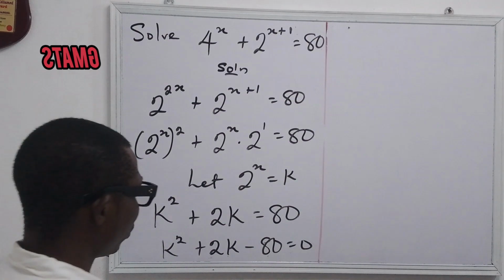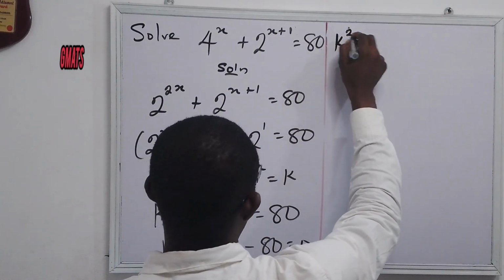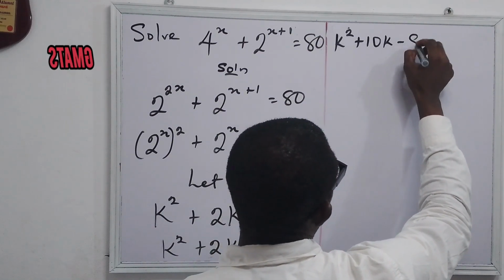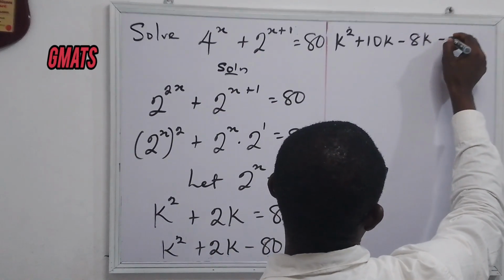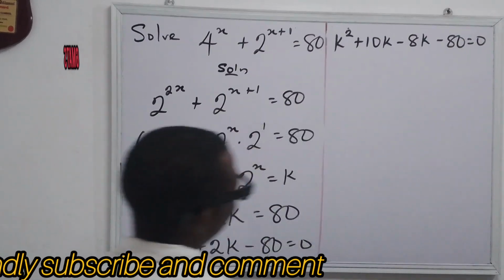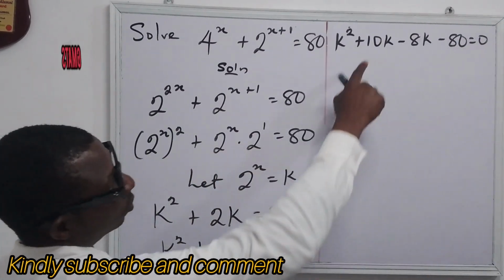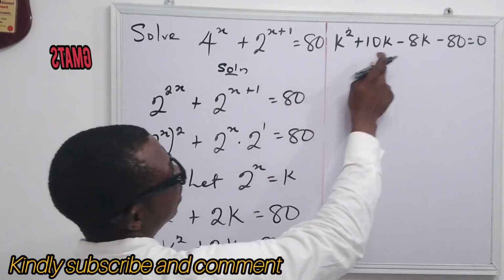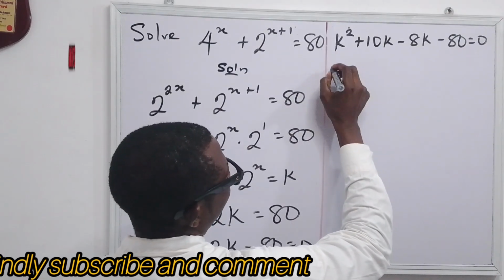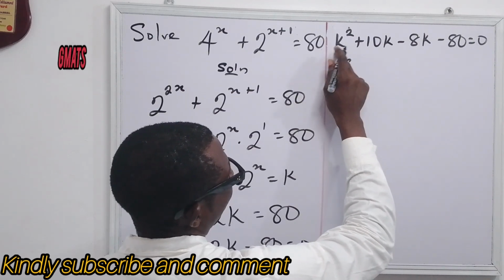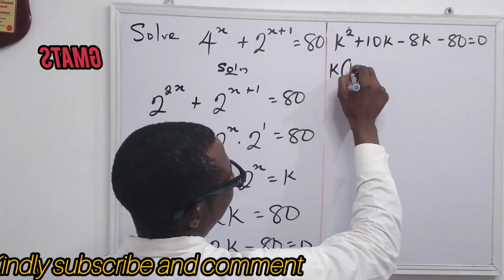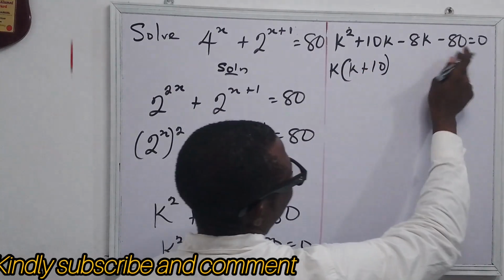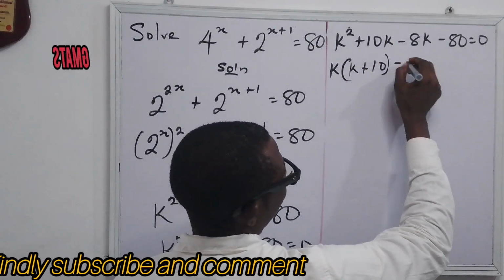So this equation turns to k squared plus 10k minus 8k minus 80 equals 0. Okay, so this 2k here has turned to 10k minus 8k. Alright, so let's find the GCD of these two terms. Okay, so we have k. When you divide k squared by k, you have k. Now 10k divided by k, you have 10. Now the GCD of these two numbers, we have negative 8.